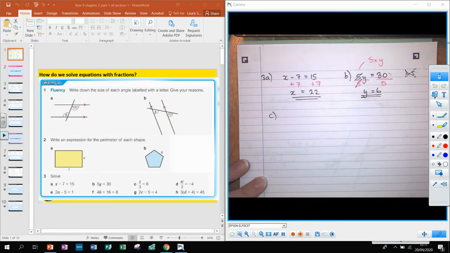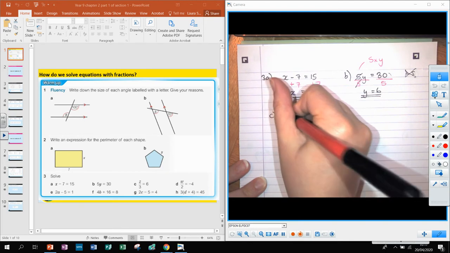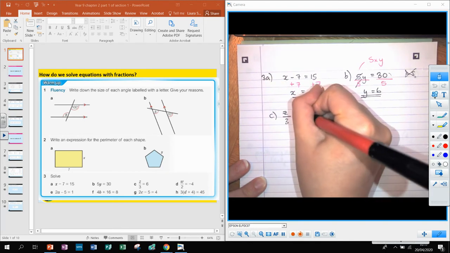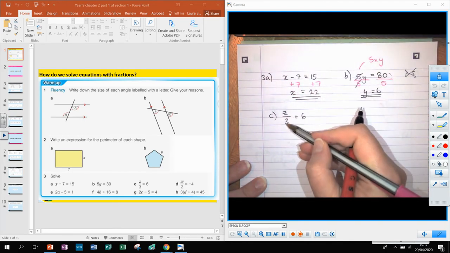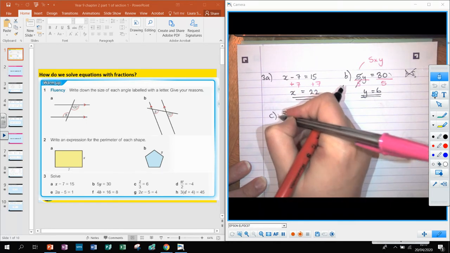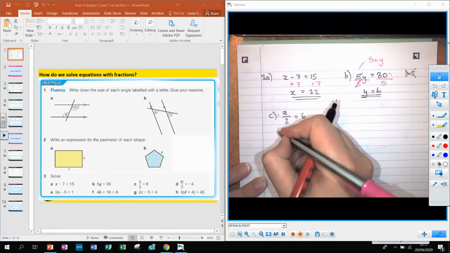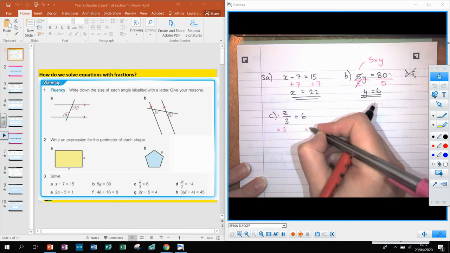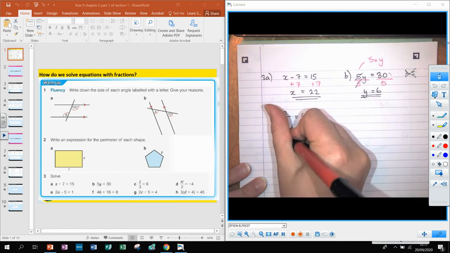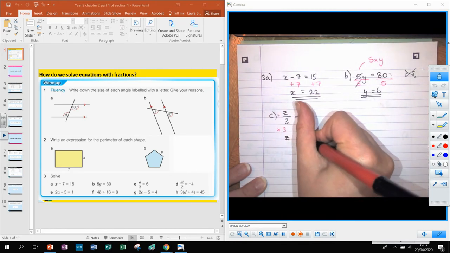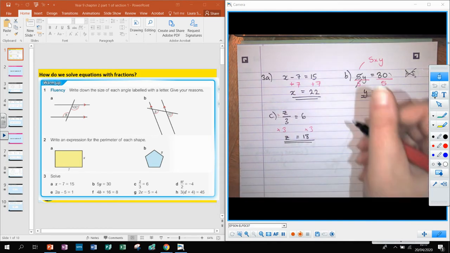Part C, we have z over 3 is equal to 6. Z over 3 means divide. So the opposite would be to multiply. So we multiply by 3, and that gives us z equals 18. 6 times 3 is 18.